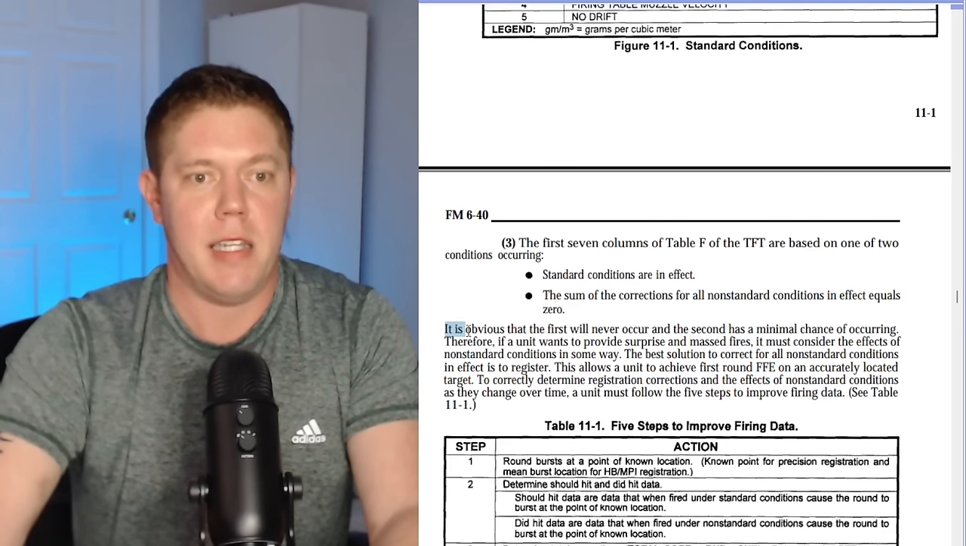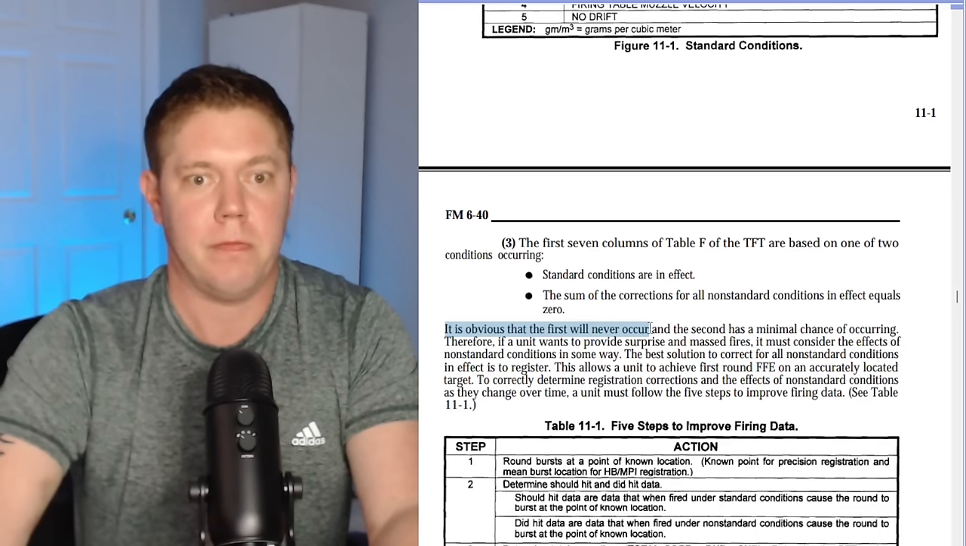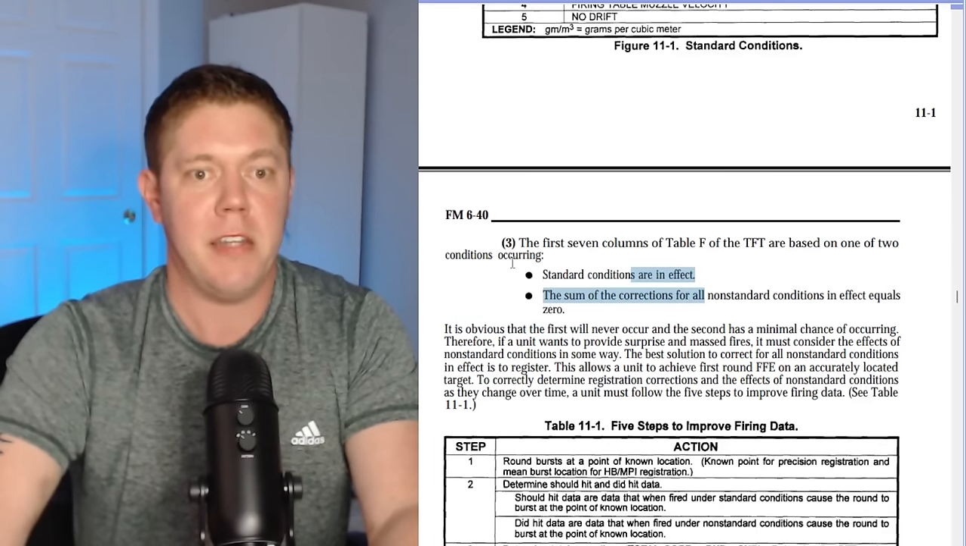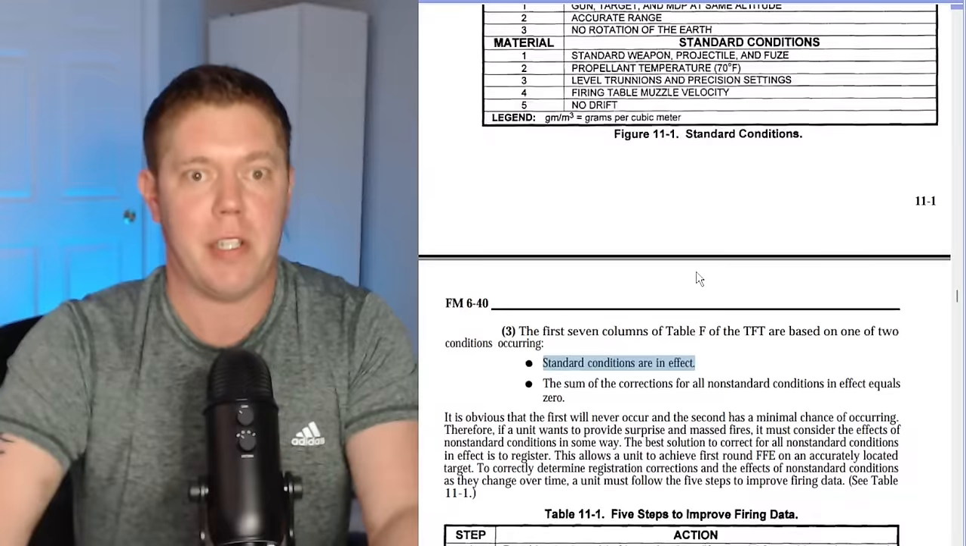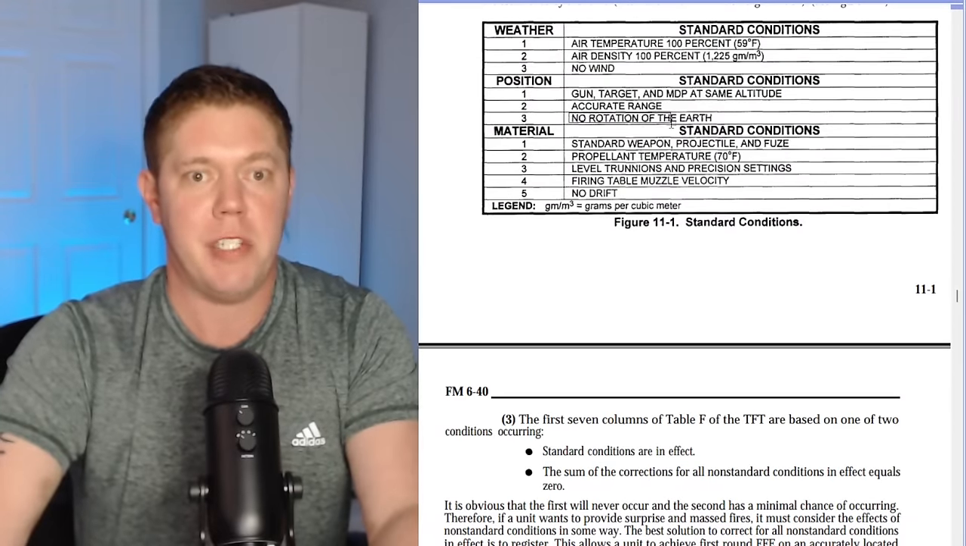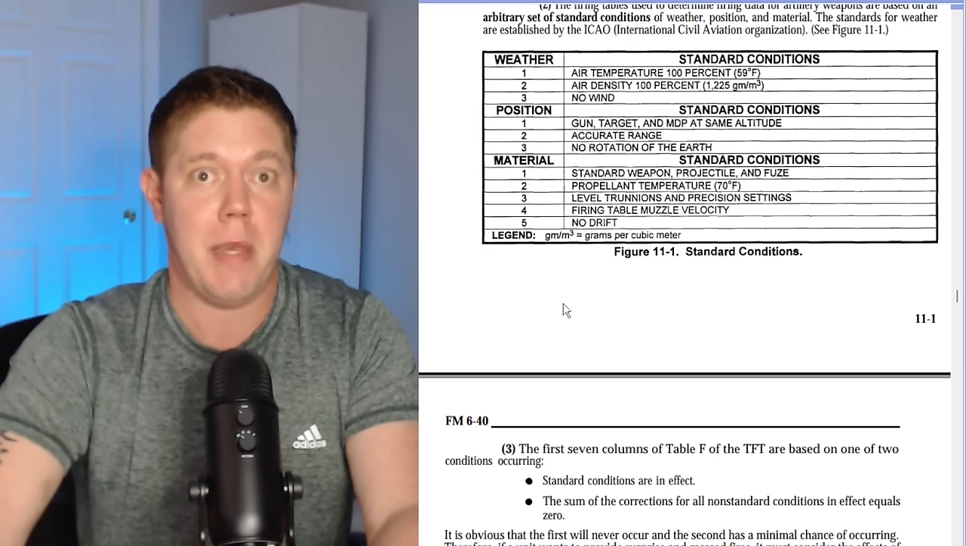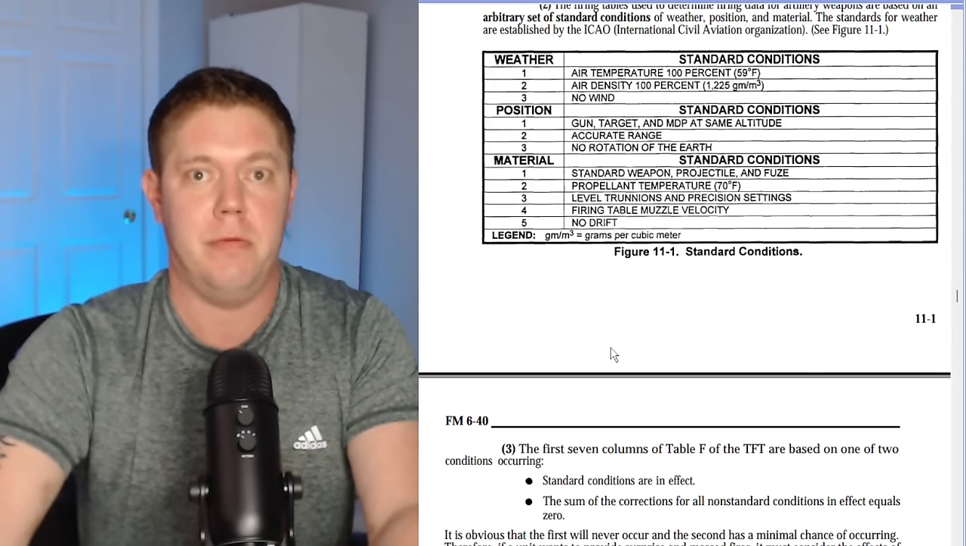Now, it says, it is obvious that the first will never occur. Okay? Standard conditions will never occur. No rotation of the Earth will never occur. Now, this alone should make you realize that standard conditions are not what you thought. They will never occur. Okay? This is not evidence for no rotation of the Earth being true. In fact, this will never be true.